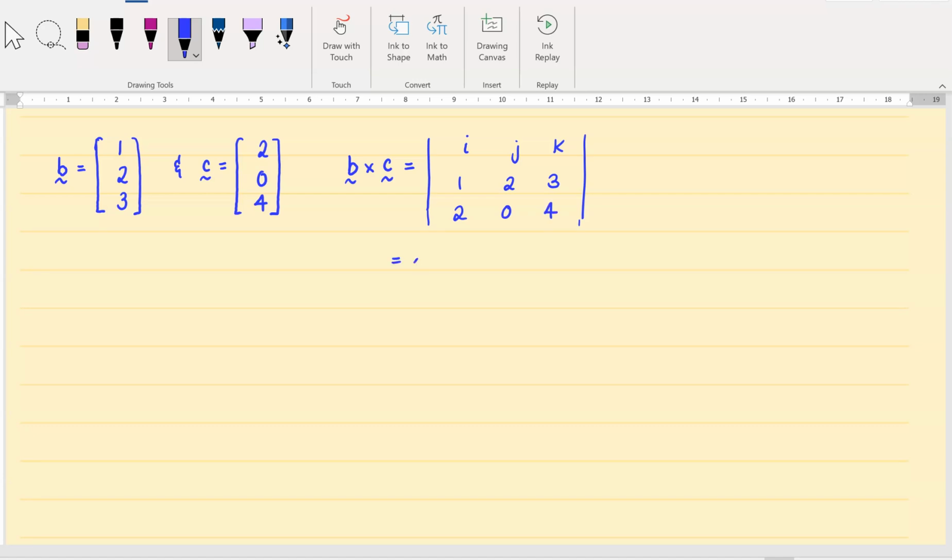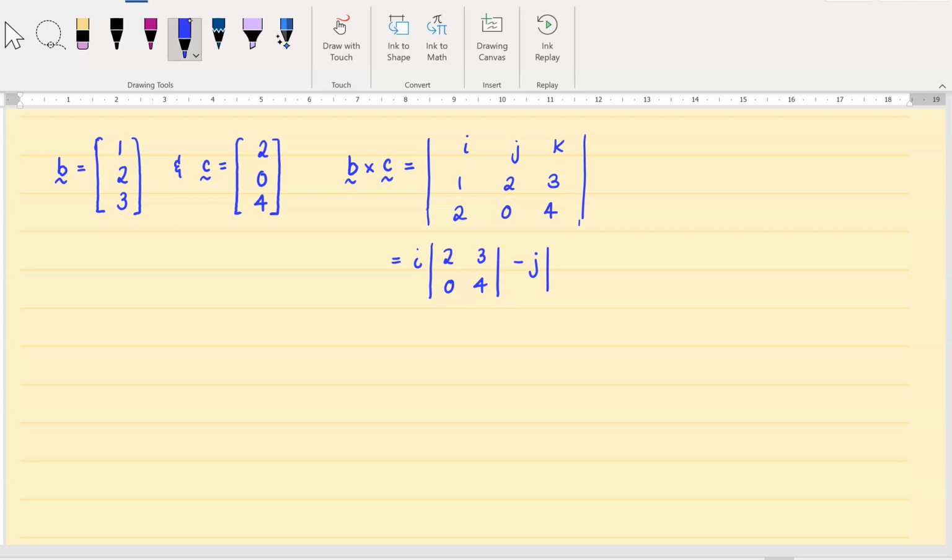And we go with I. Now remember these brackets, these mean the determinant. So when we're looking at the I here, we take those determinants there. So we're going to go 2, 3, 0, and 4. We go minus J. That's because your textbook is doing it like that. I actually prefer to go plus, but that's okay. So we'll go with that.